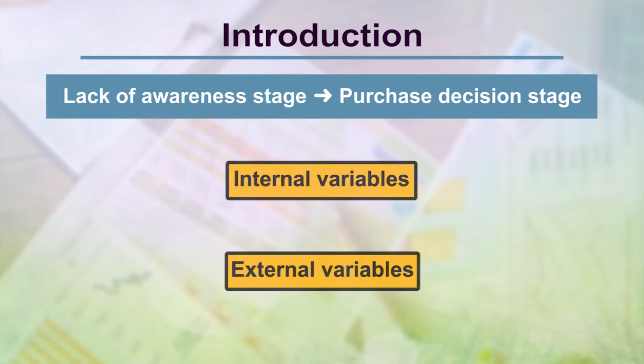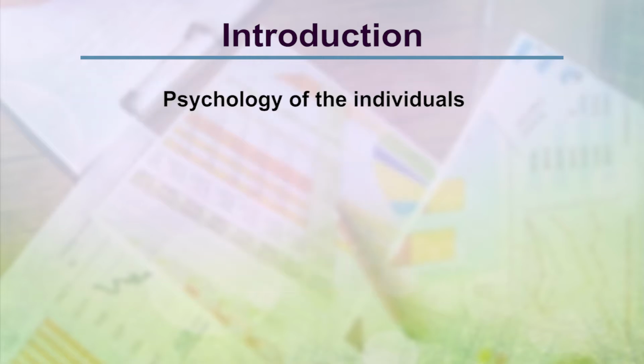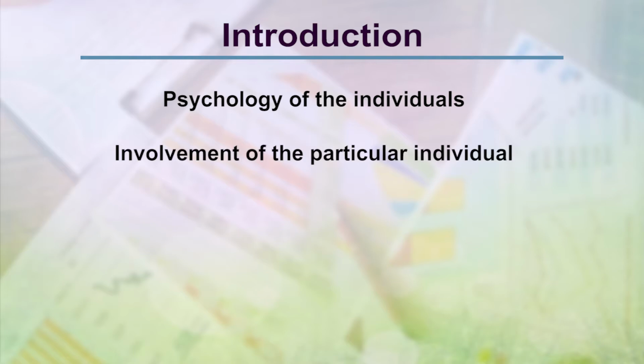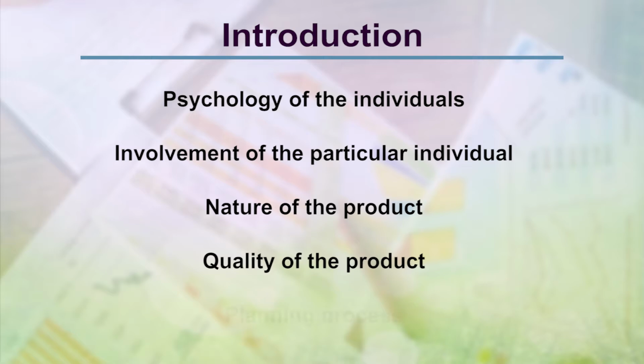The stages depend on different internal and external variables. It does not only depend on the model. The different variables include the psychology of the individual who is taking the purchase decision and going through the different stages, the involvement of that particular individual in the buying decision process, nature of the product, quality of the product, learning process, all these things. One needs several communication models to understand the buying behavior of the customer for different types of products.